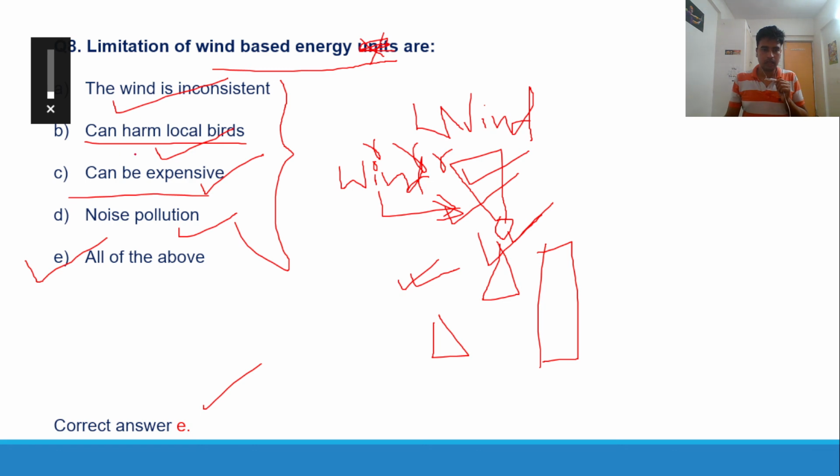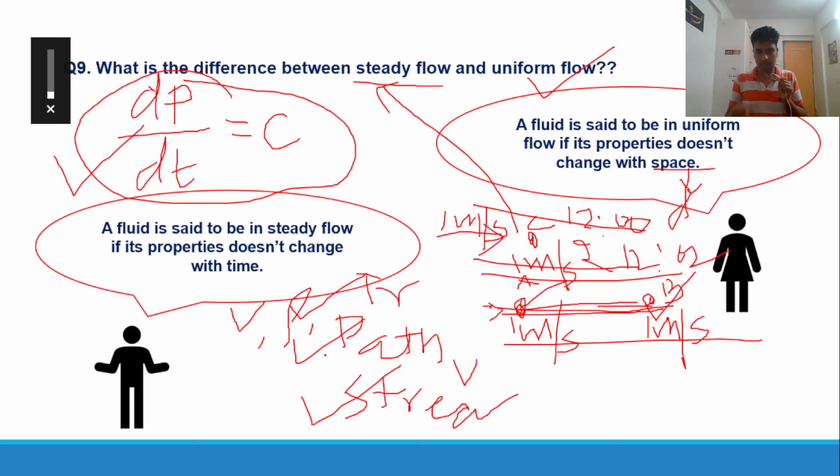Then we learnt about some limitations of wind based energy. We see that wind is intermittent in nature. Wind turbines can harm local birds. They are expensive and cause noise pollution also. So all of these options are correct. In question 9, we saw the difference between steady flow and uniform flow. We got to know that if any properties are constant with time, it is steady flow. If they are constant with distance or space, then it is uniform flow.